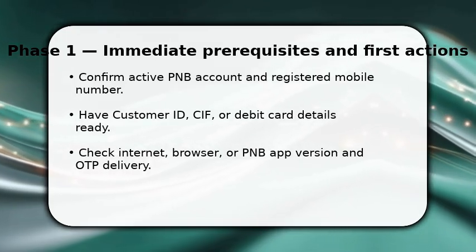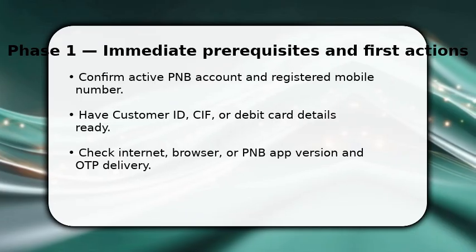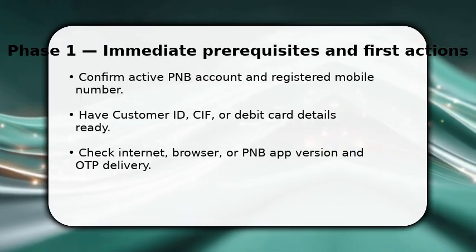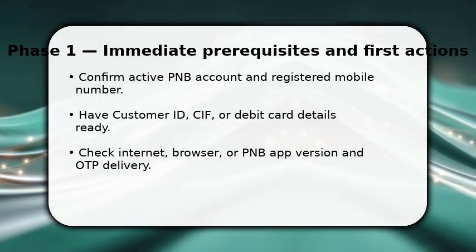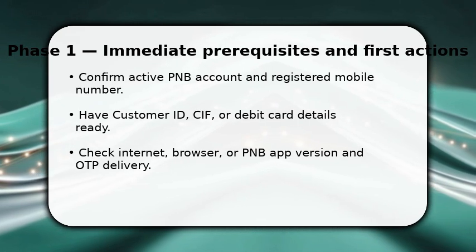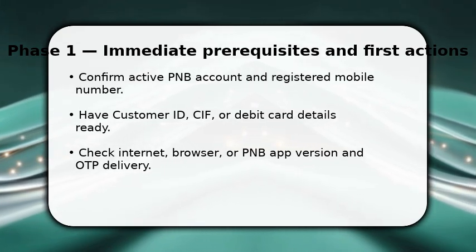Once done, request an OTP and enter it promptly. Delays cause expiry. If SMS fails, try email OTP or a secondary phone number. These immediate checks speed troubleshooting and prevent being locked out early in the process.